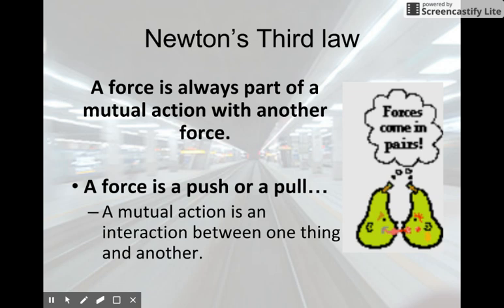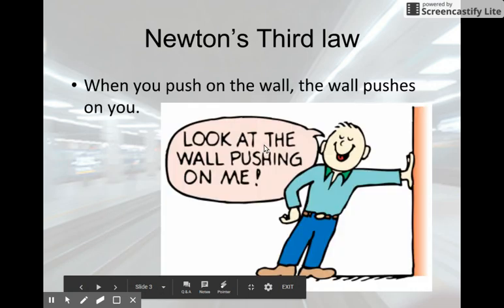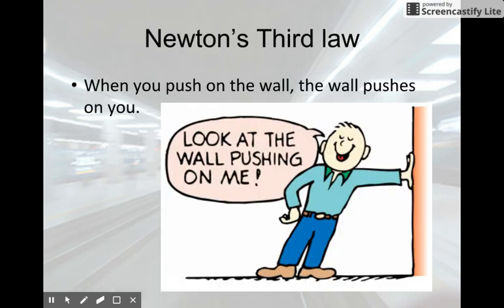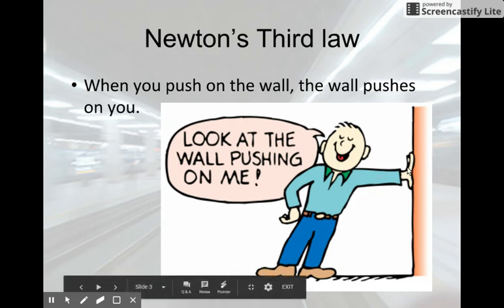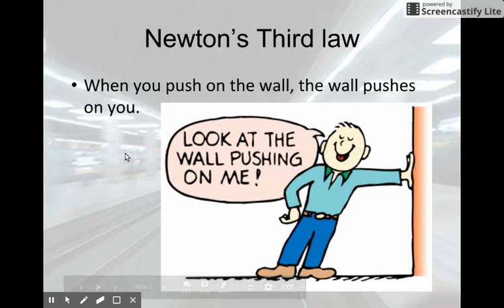There's an action, then there's a reaction. A force is a push or a pull. So there's an interaction between two different forces. For example, when you push on the wall, the wall is going to push back on you. You don't fall through the wall, so there has to be a force that's applied back to you. So forces come in pairs.